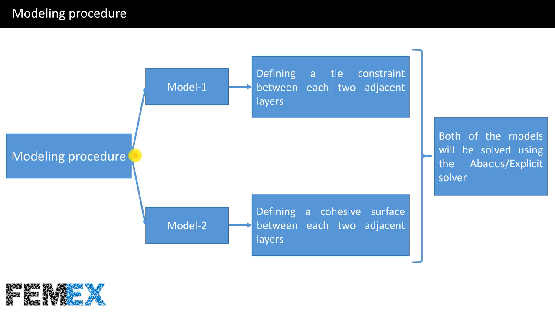Now I want to talk about the modeling procedure. In the modeling procedure, we will create two models, Model 1 and Model 2. In Model 1, we will define tie constraint between each two adjacent layers of the FML. And in Model 2, we will define cohesive surface between each two adjacent layers of the FML. And both of the models will be solved using the Abaqus explicit solver.